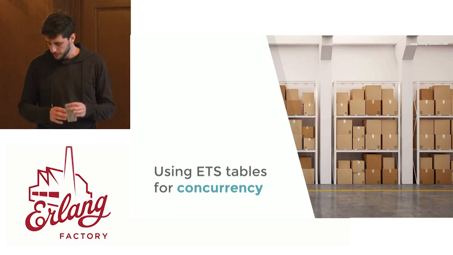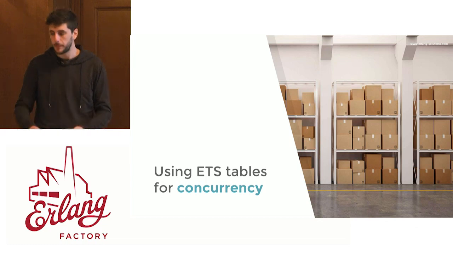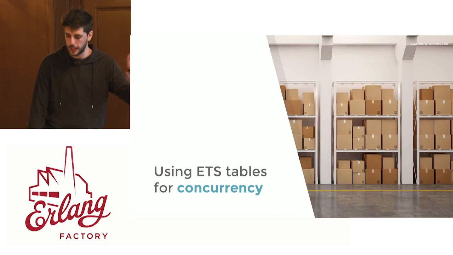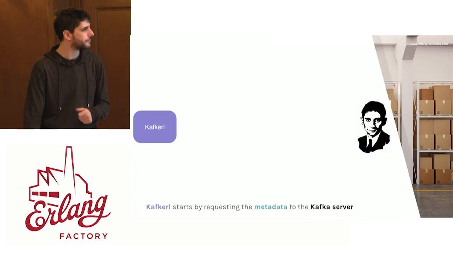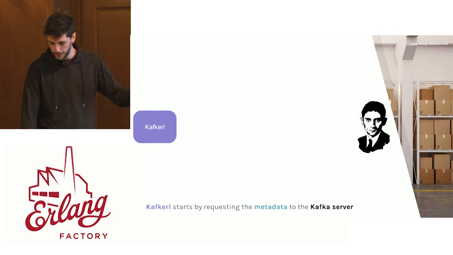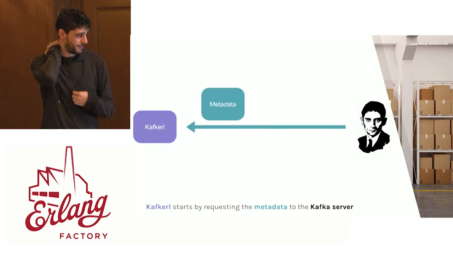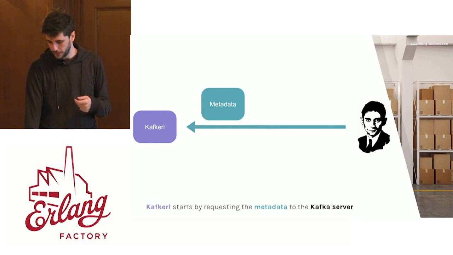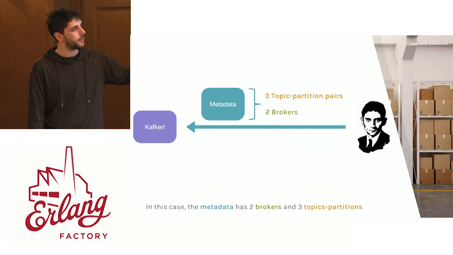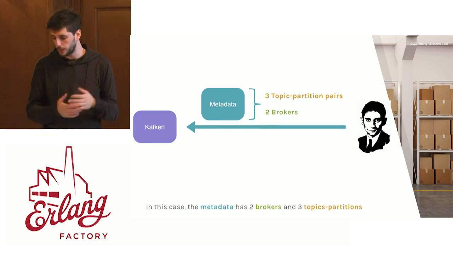And how do the ETS tables work and how do they provide concurrency? Basically, this is how I'm using them to mimic Kafka's architecture on the Erlang side. So first of all, we have Kafkerl, the library, and Kafka on the right, the writer. You request the metadata. The metadata has a bunch of information, but mostly we care about how many topics we have, including the names of the topics, and how many brokers we have.